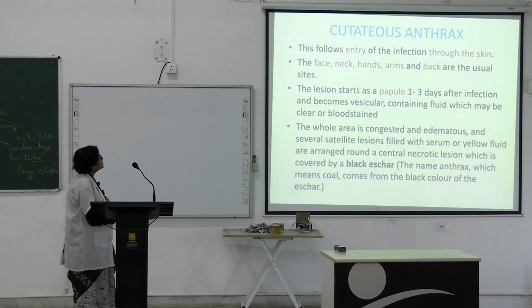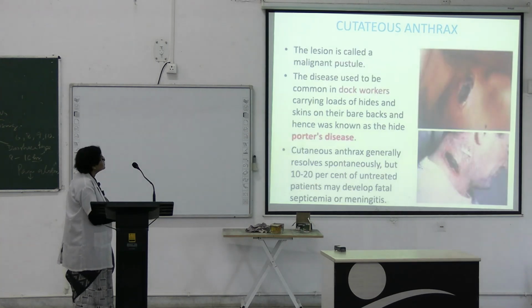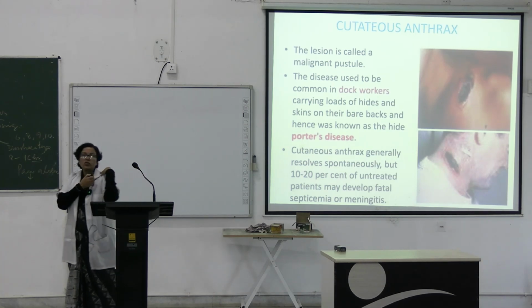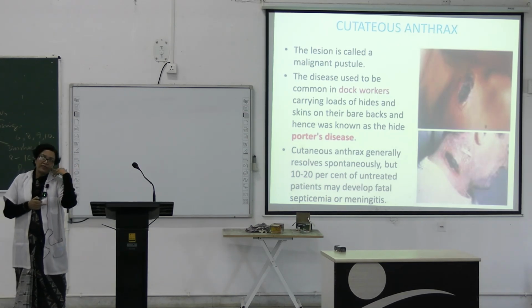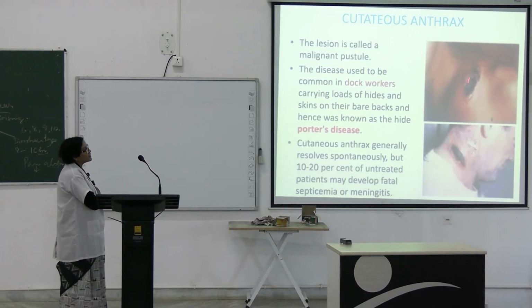Cutaneous anthrax, what is happening? Entry is through the skin, face, neck, hand, arm, back, there is a papule, and ultimately a black eschar is formed, and it is called Hyde-Porter's disease. You can see this is the eschar, the ulcer has become black in color, Hyde-Porter's disease. Why? Because porters carry hides on their shoulders. So it comes in contact with the shoulder, the arm, the back and the face. That is why the infection occurs in all these places. See, that is why neck and face are mentioned here, okay.